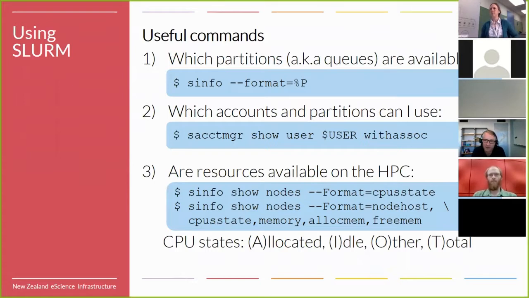Then the next question, of course, is which of these partitions are available for me personally? There's a lot of partitions and a lot of accounts on the system. And to find out about that, use the next command, sacctmgr, and then show user. You can then type in your own username or use the environment variable $USER. And then with associations. And that gives you a long list, hopefully, or maybe a very short list, of accounts and partitions that you're eligible for.